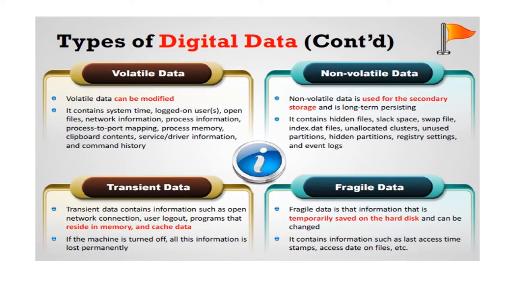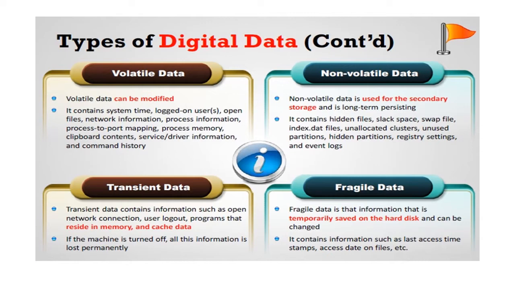So, we have various types of digital data that exist. We have what we call volatile data. So, volatile data can be modified and it contains system time, users that are currently logged on, files that are open, network information, currently running processes, process memory, clipboard contents, service or driver information, as well as command history.